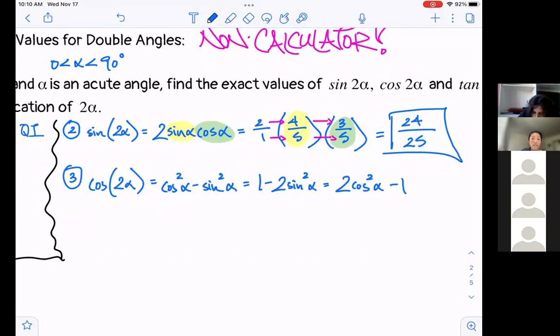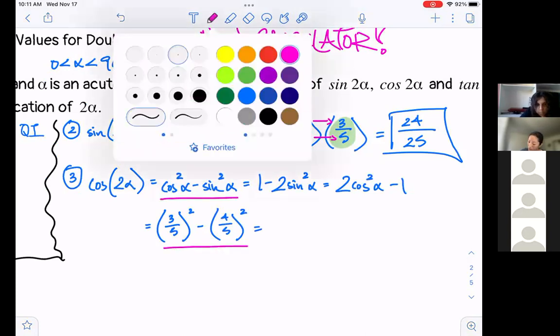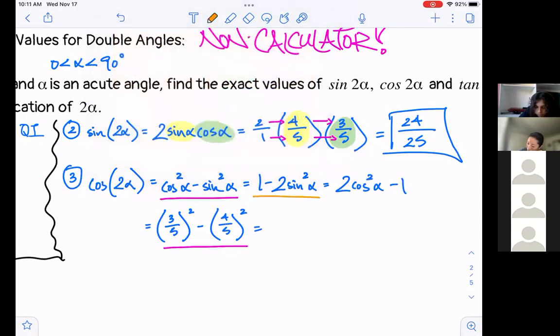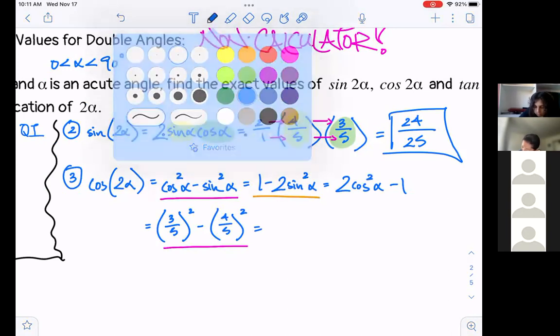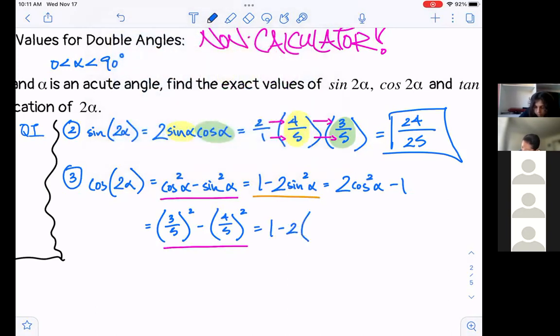All right, so I'm going to fill in all 3 options. If I do cosine squared, that would be 3/5 squared minus 4/5 squared. Right, so if I choose this one, it will look like that when I plug in the numbers. If I choose this one, it will look like 1 minus 2 times 4 over 5 squared.